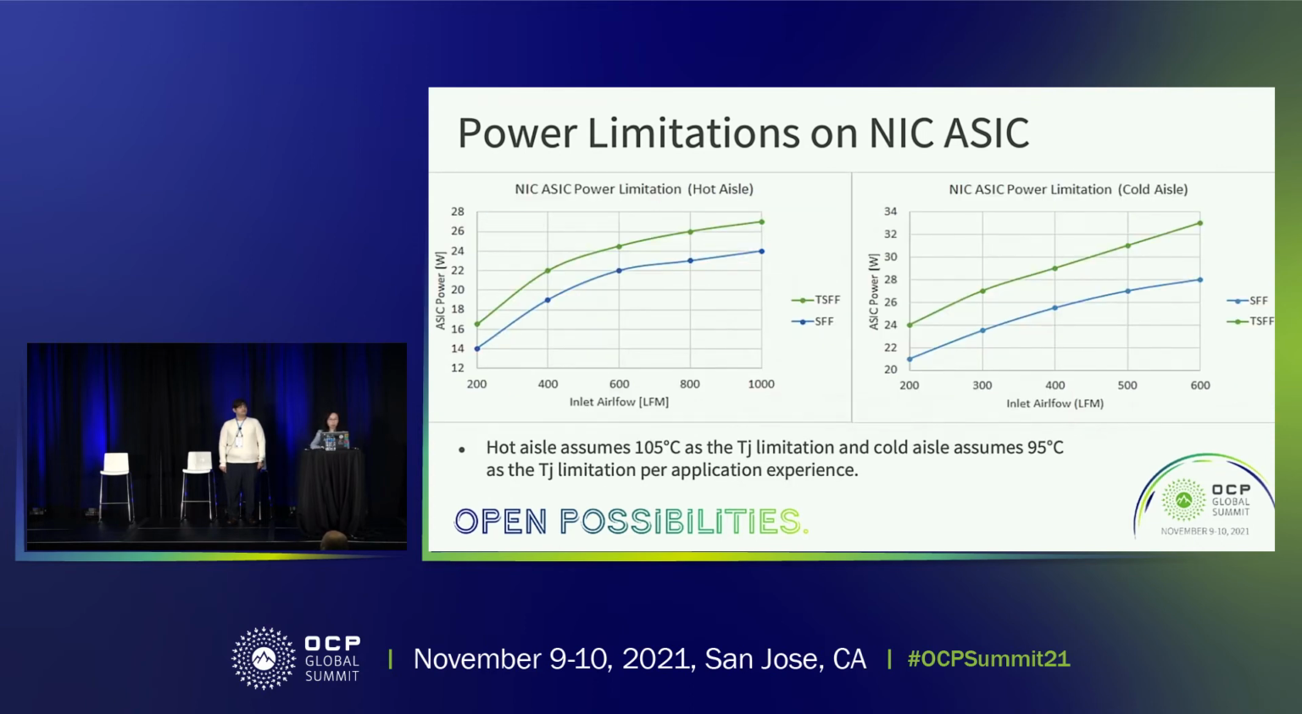Looking at a similar case, we also want to present the ASIC power limitation with different form factors. In this case, on the hot air side, the TSFF form factor provides about 2 to 3 watts more power capability on the NIC ASIC, and the cold air side provides about 4 to 5 watts of power increase.